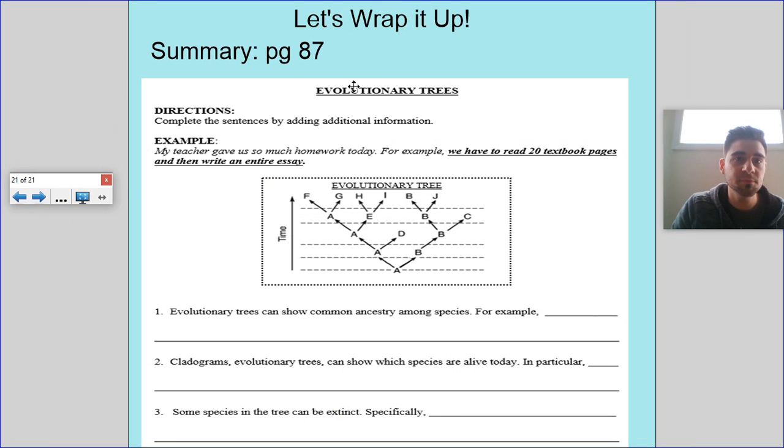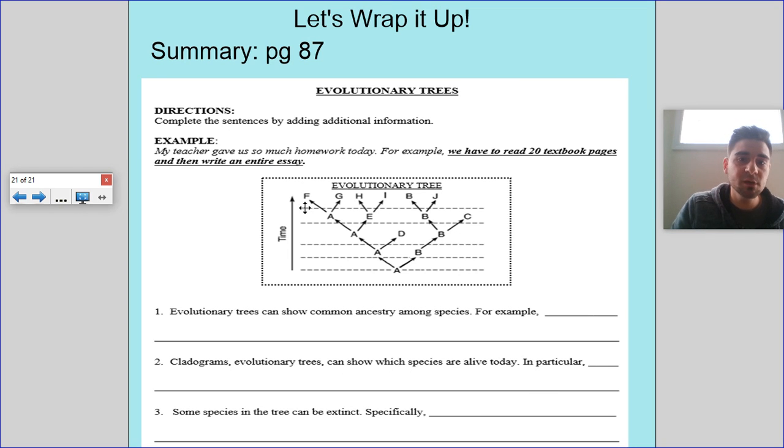Evolutionary trees. Directions are to complete these sentences down here by adding additional information. Okay, so here's an example. My teacher gave us so much homework today. For example, comma, we have to read 20 textbook pages and then write an entire essay. Okay, so what you're doing is writing in this part in bold.